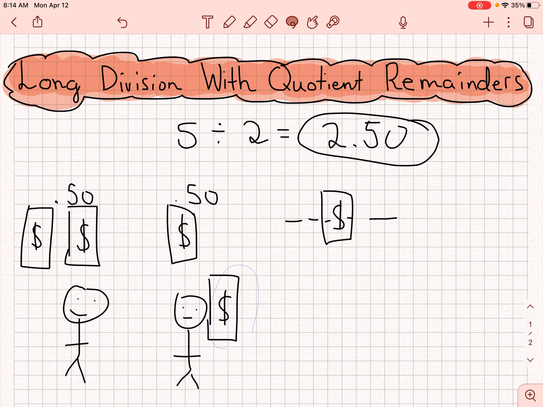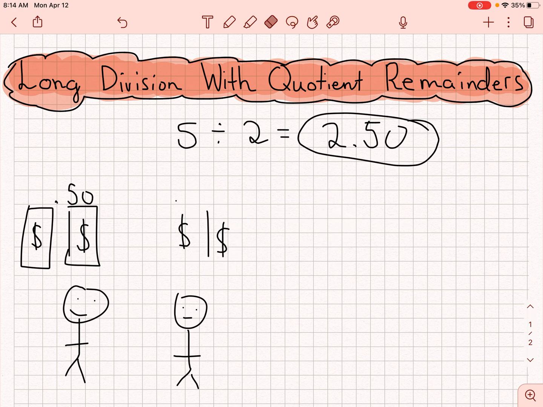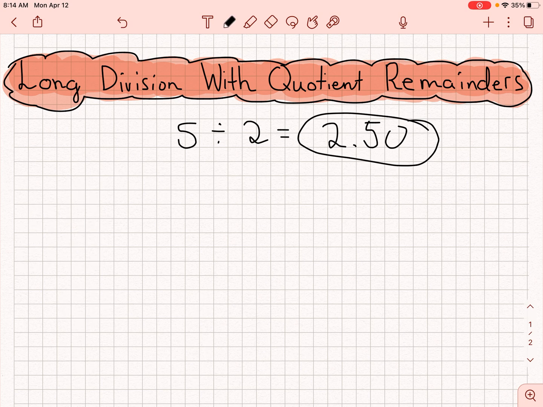So we can see how we divide 5 by 2 and get $2.50. Now let's see if we can find a method, an algorithm, a trick for doing this with long division. So let's go ahead and write this and record this in your math notebook. 5 divided by 2. We'll follow the steps, the normal steps for long division.